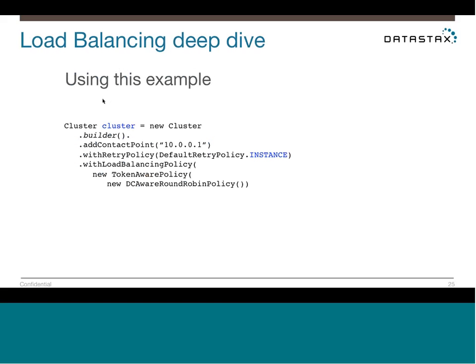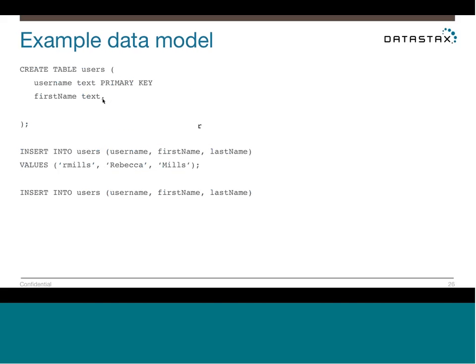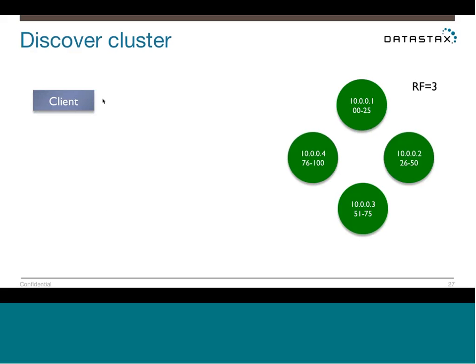So we're going to look at a little example. As we can see, this cluster is configured with a token-aware policy wrapped around a DC-aware round-robin policy, and we're also using the default retry policy. We're also just going to use a simple example data model. We've created a users table with a username, first name, and last name. We're also going to insert 2 rows of data to get ourselves started.